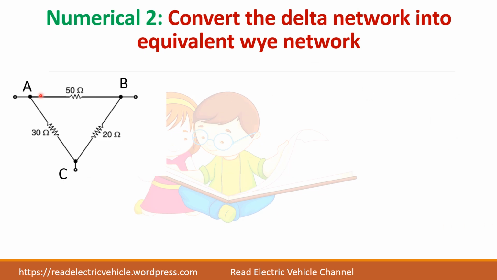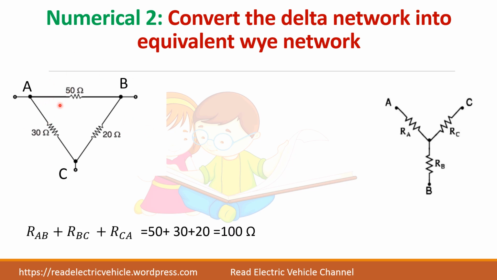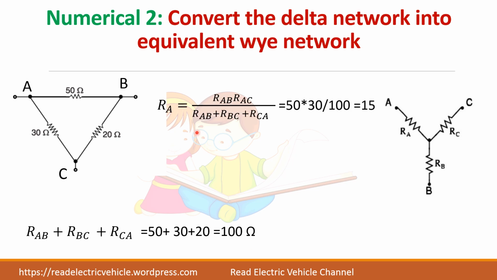Now we will see another problem where you have different resistances. So in this case you have to apply the formula. You have to find the equivalent Y network. So find RA. What is RA? 50 into 30 divided by sum of these, that is 100. Sum of these I am finding separately. 50 plus 30 plus 20 is equal to 100. So RA will be 50 into 30 divided by sum of these.